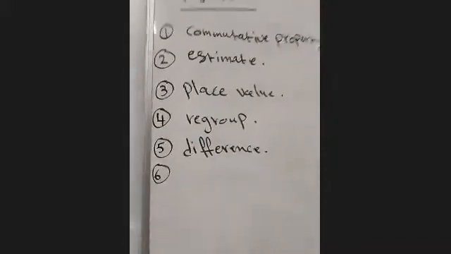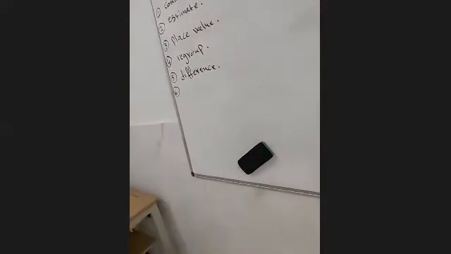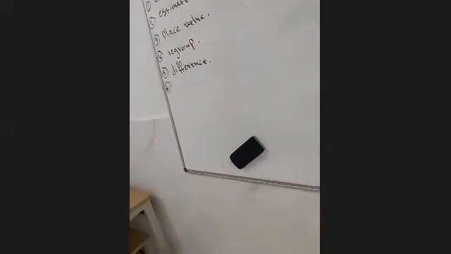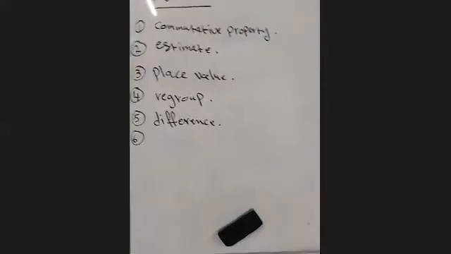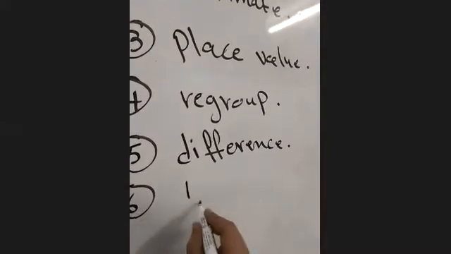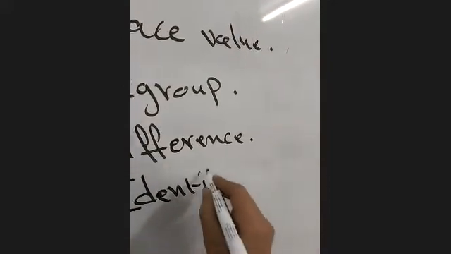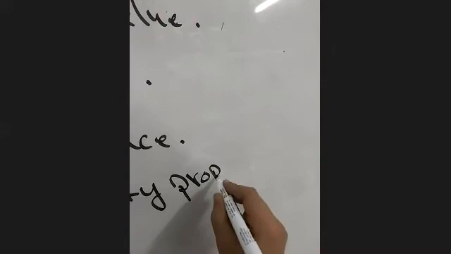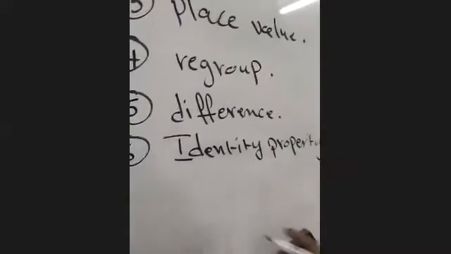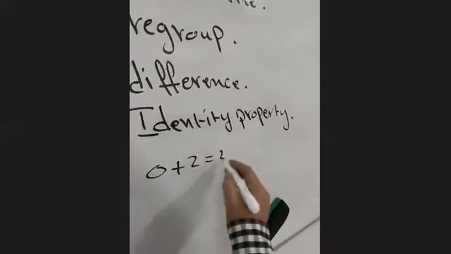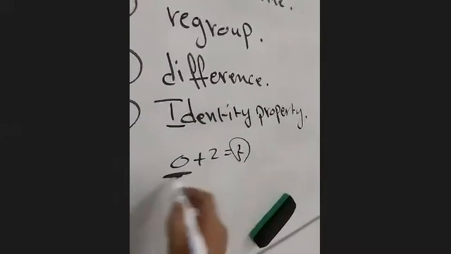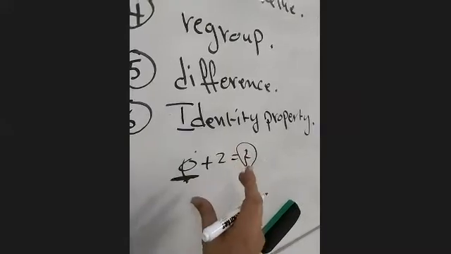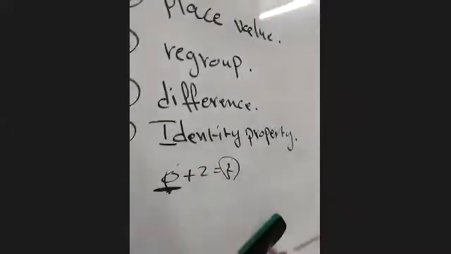Question 6. Abdul Rahman, read. This states that the sum of any number and 0 equals the number. Identity property. Identity means if you add 0 to any number, the answer is always the same number. So 0 has no effect on addition. So we call this identity property.